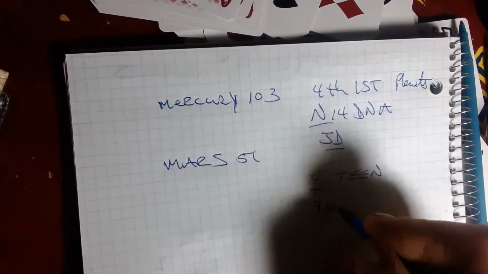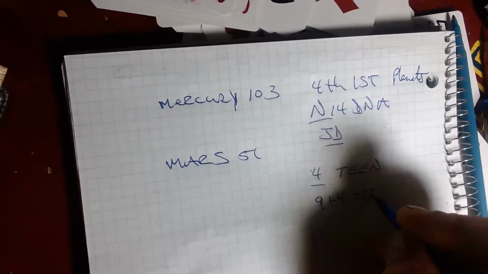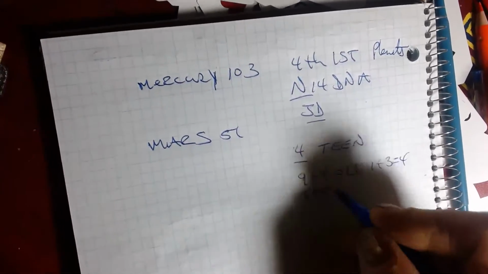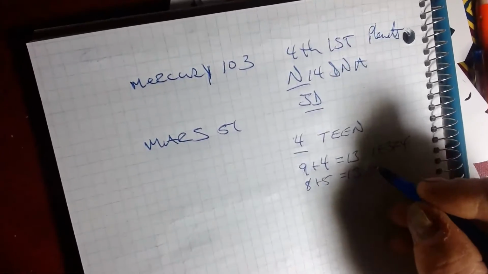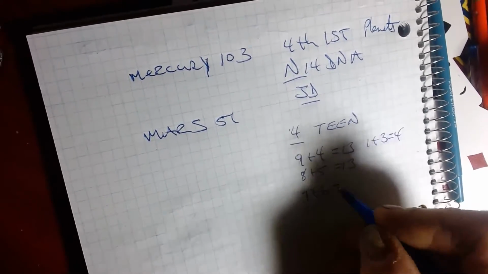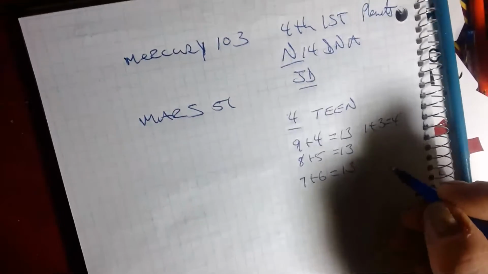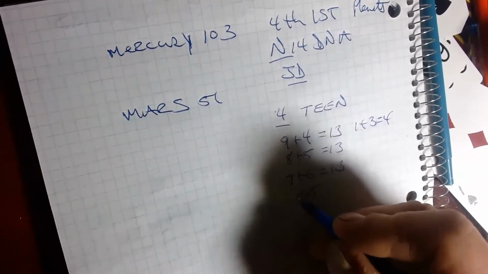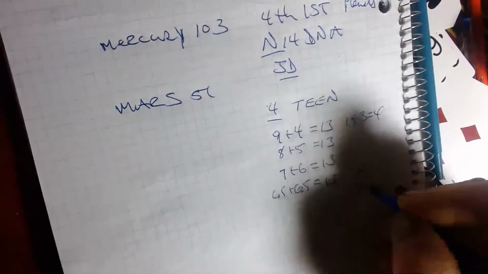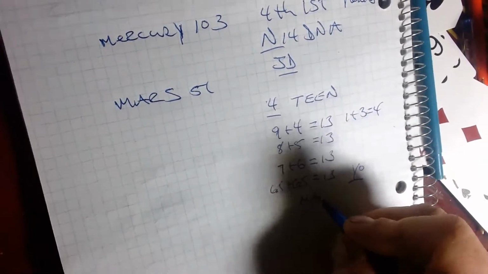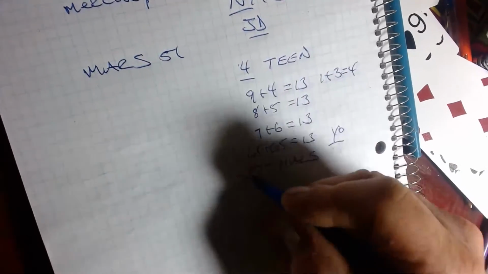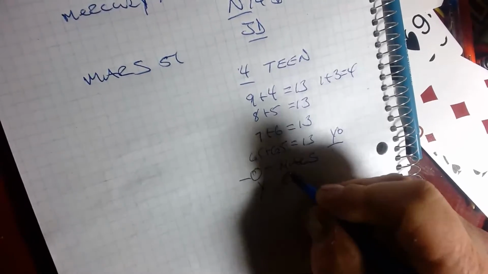So is it 9 and 4 equaling 13? 1 + 3 = 4? Is it 8 + 5 = 13? 1 + 3 = 4? Is it 7 + 6 = 13? Or is it 6 and 5, which is the student, equaling 13? This is your student, and that will represent Mars, O Mars, and Y Earth.